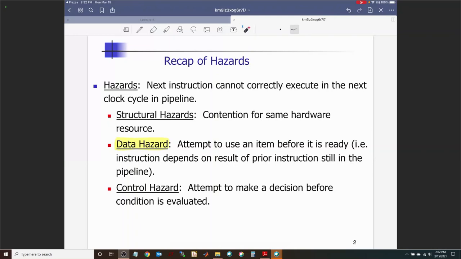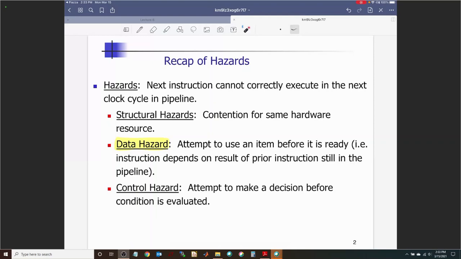So the data hazard was when the instructions are attempting to use an item before it is ready, right? For example, if the destination of an add instruction is a particular register, say S1, and we are reading that S1 in the next instruction, then we may not have the contents of S1 ready for the second instruction to get executed correctly. So we looked at data hazard. How can you fix it using stalling maybe, or register forwarding.